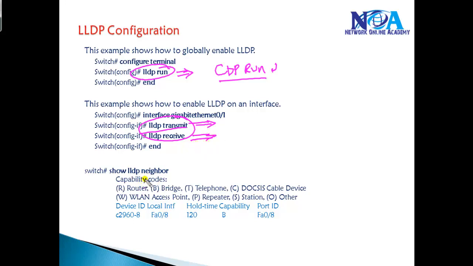Just like we have show cdp neighbors, we have something called show lldp neighbors, which is going to provide the device ID, which is the actual ID of the device, and then the local interface, and it will also provide the remote interface information as well.